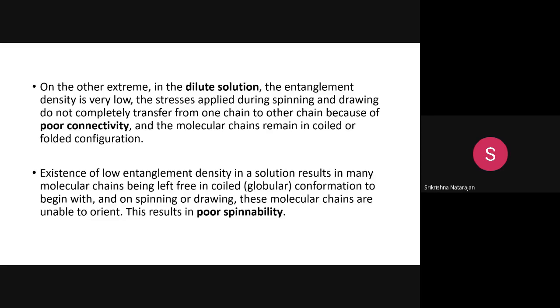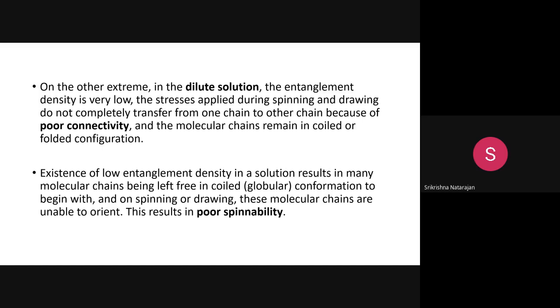But if you make a very dilute solution, in the extreme case opposite to melt spinning, and do dilute solution spinning, the entanglement density will be very low. In that case also there will be poor connectivity among the polymer chains. From one polymer chain to another, you cannot pass the stress, because it is a stress induced process.